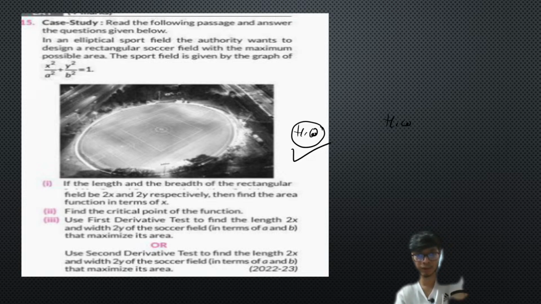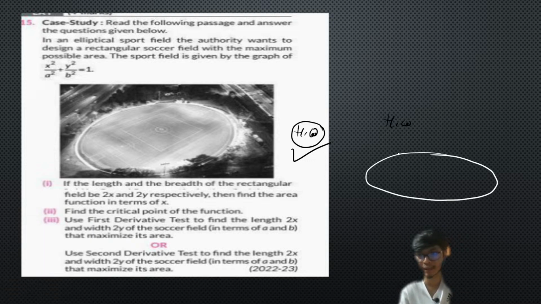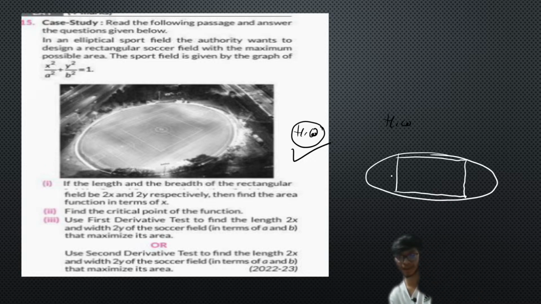But for the time being, please try to read the problem and understand what we have to do. Here we can see that there is an ellipse, and inside that particular ellipse we have to inscribe a rectangle, right? It is said that inside an ellipse we have to make a football ground. The soccer ground is always rectangular in shape, so we have to make the maximum length of the soccer ground. That is what the question is. Very simple problem, very interesting problem.